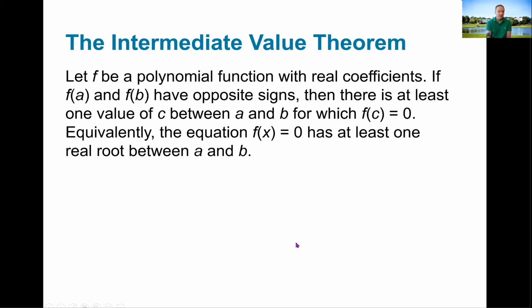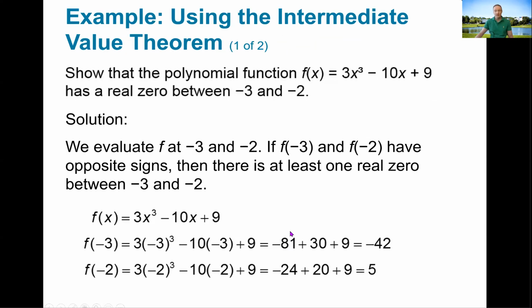So it's impossible. And you think, well, why is it impossible? Because it's a continuous curve. You can't go from negative, negative, negative, and then miraculously just start being positive all of a sudden. All of the points have to be connected. So we can say equivalently, the equation f(x) = 0 has at least one real root between a and b. Let's see that in practice.